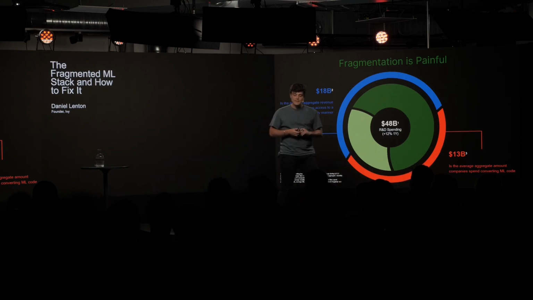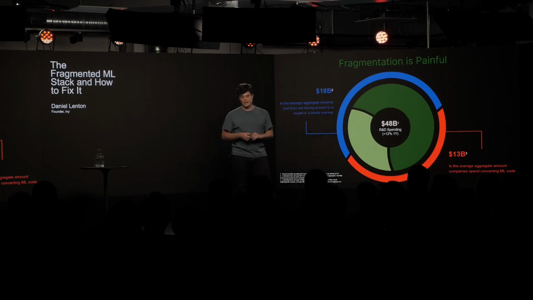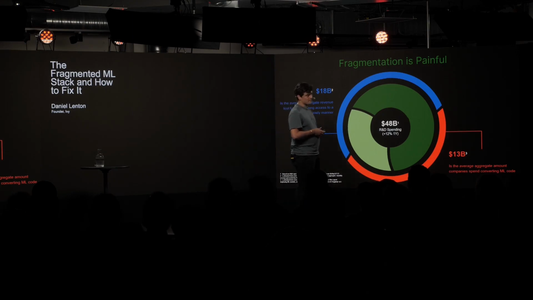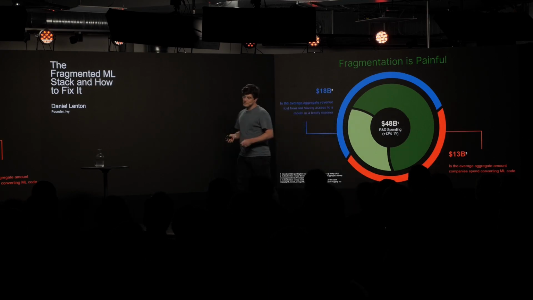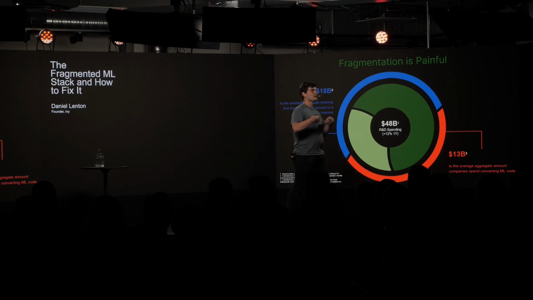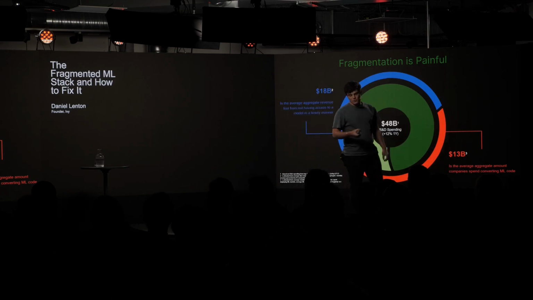Well, 18 billion is the average aggregate revenue lost from not having access to models in a timely manner. 13 billion is spent on converting ML code, and 48 billion is spent on ML R&D. So combined, this demonstrates that there is a big problem. There's a lot of value to be created and a lot of money which is spent inefficiently that would not need to be spent if there was a more unified stack.